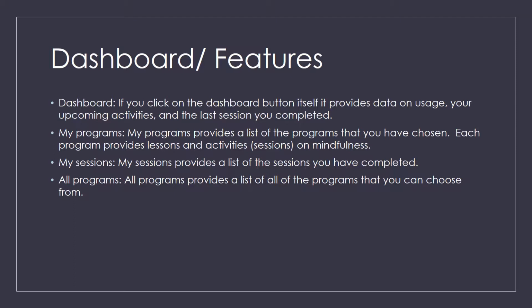The next button is the My Programs button. This button provides a list of the programs that you have chosen to work on. You can then click on each of those programs that will take you to the various sessions. My Sessions is the next button, and it provides a list of the sessions you have already completed. The final button is All Programs. This button provides a list of all different programs that you can choose from. You do have the option to choose programs both professionally in the classroom and personally on your own.